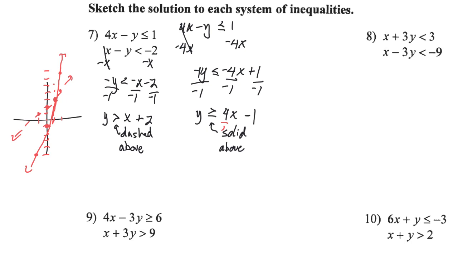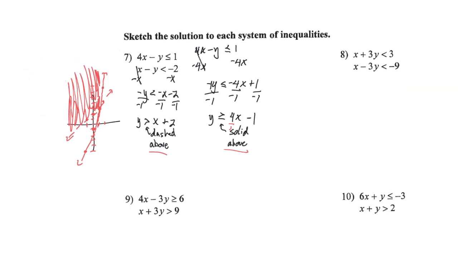So this one's going to shade. So we're going to be above both of the lines, right? We're above the solid line. We're above the dashed line. We're above both of them. So the only spot where both of them are above is right here. So everything above both of those lines will get shaded in. Okay, so that's that. If you got questions, ask them.